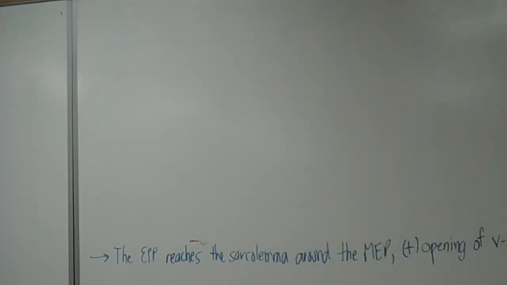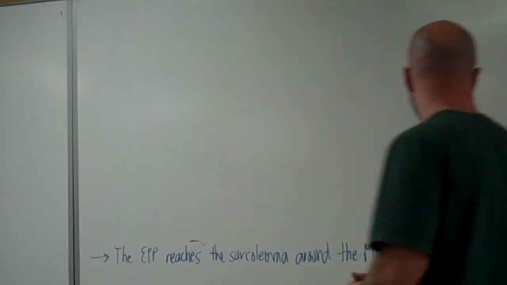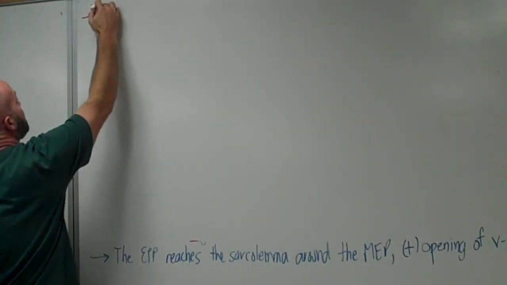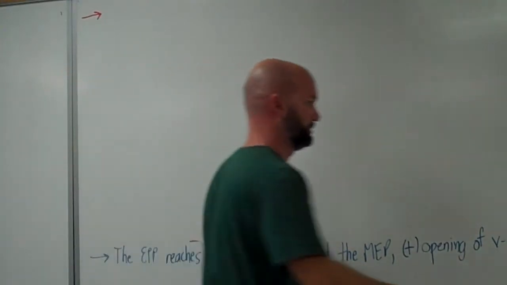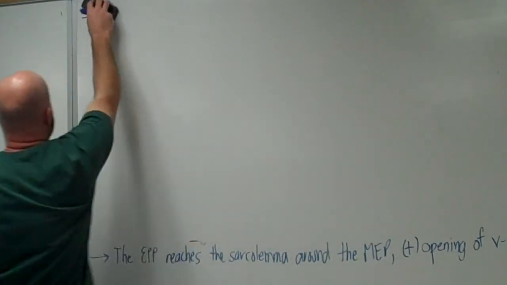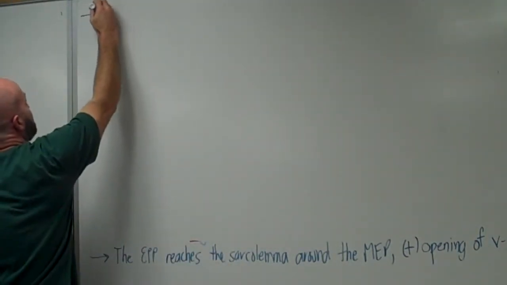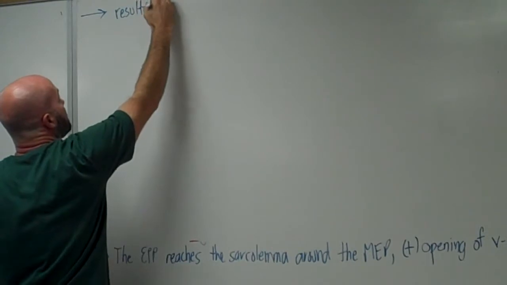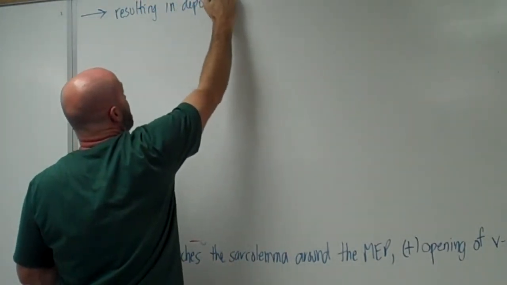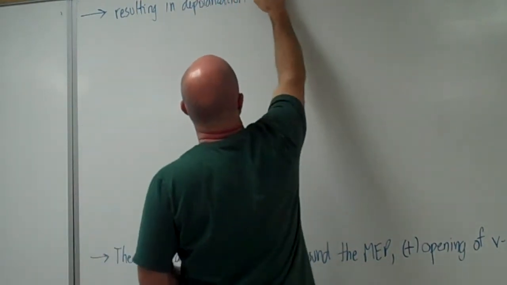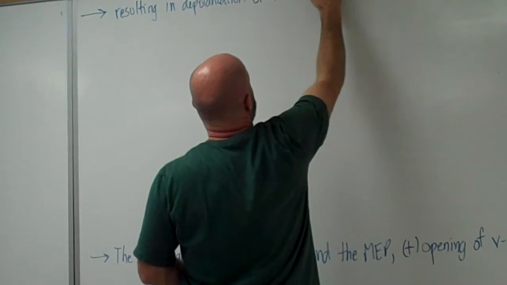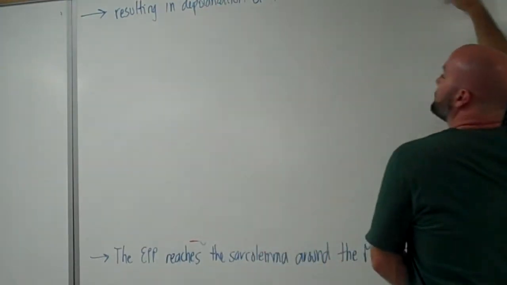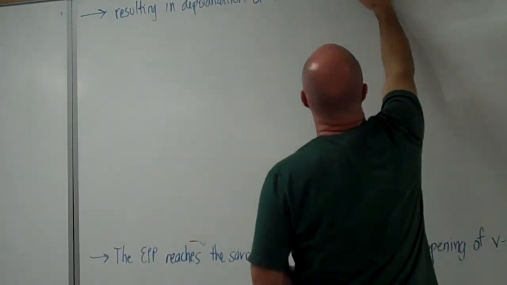Alright, so we left off with the EPP reaching the sarcolemma around the motor end plate, which stimulates opening of voltage-gated sodium channels, which results in depolarization of the sarcolemma, which leads to an action potential. There you go.